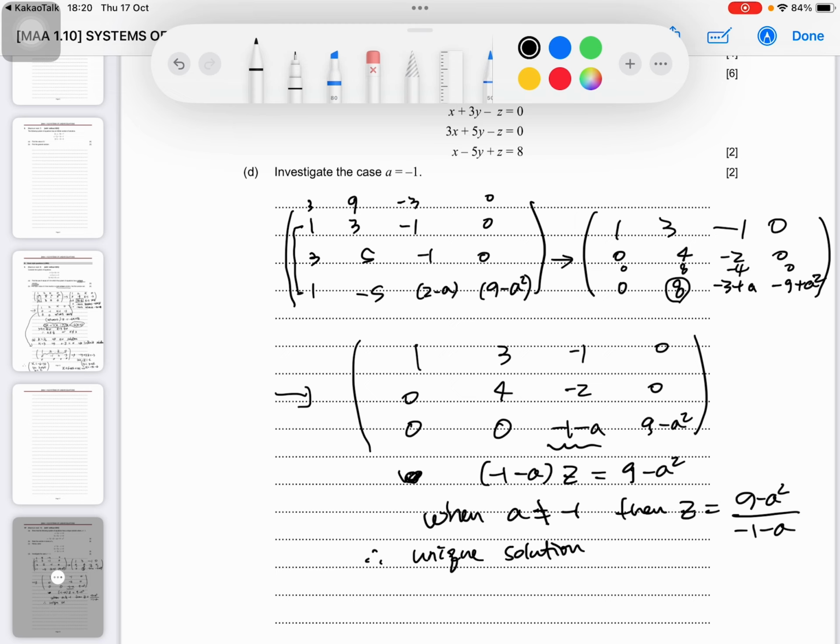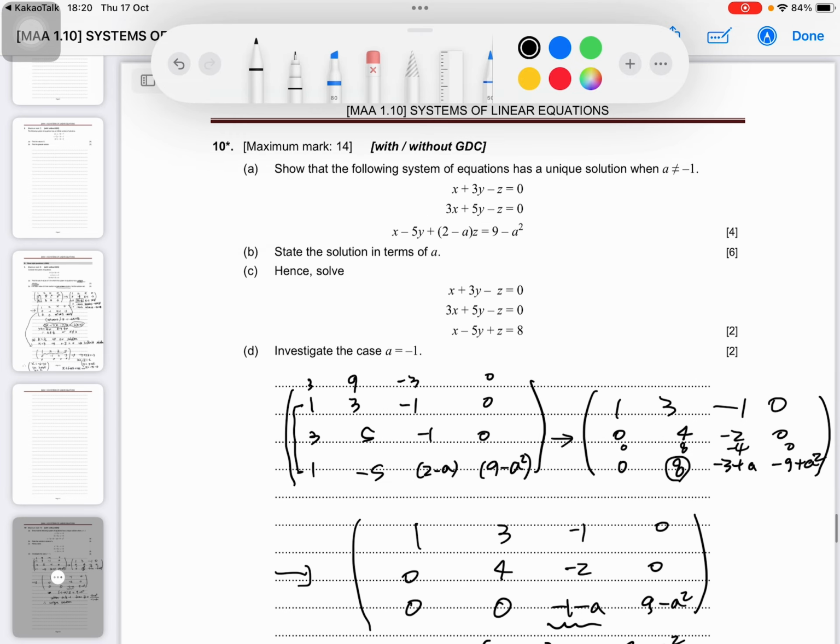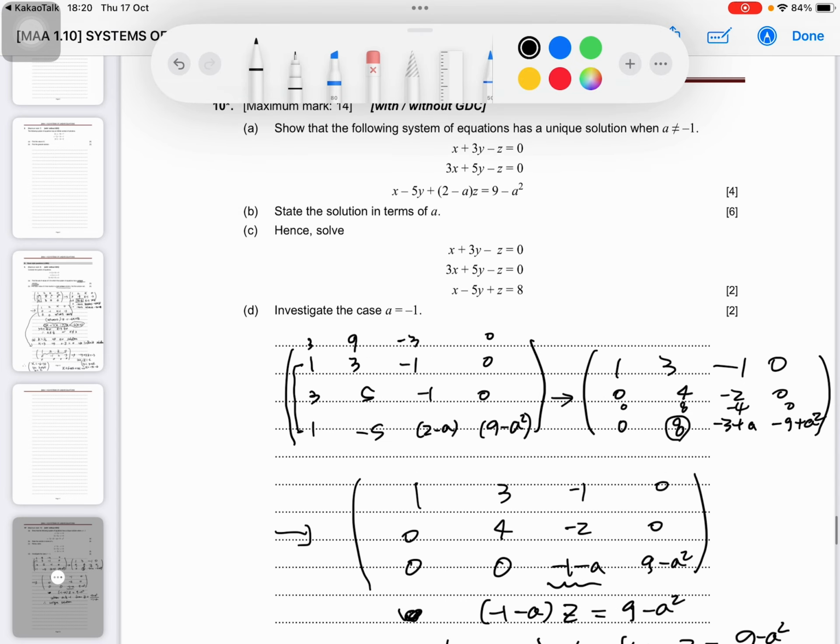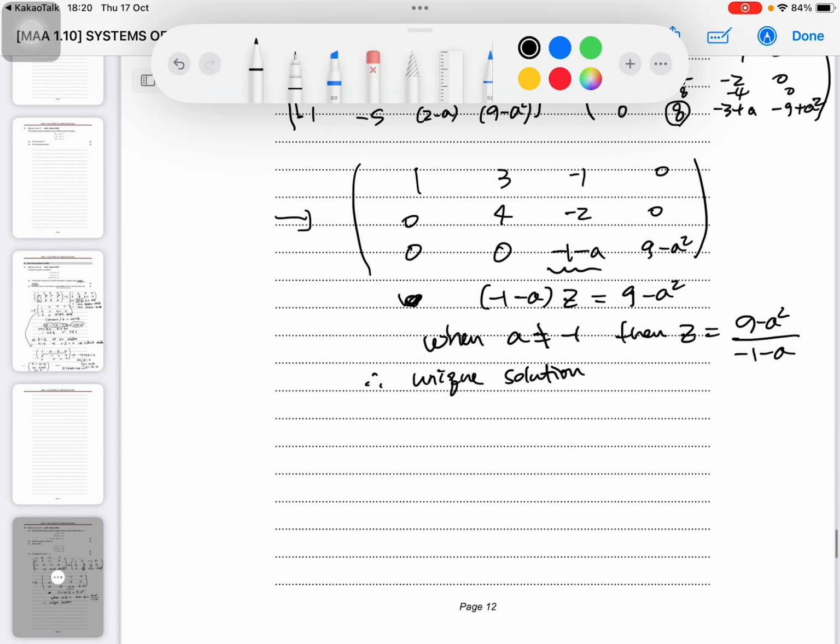This simultaneous equation has a unique solution. And number B, state the solution in terms of A. Okay, so let's do that. When A is not negative 1, then there is a unique solution. When A equals negative 1, then 0z becomes 8, which is no solution.